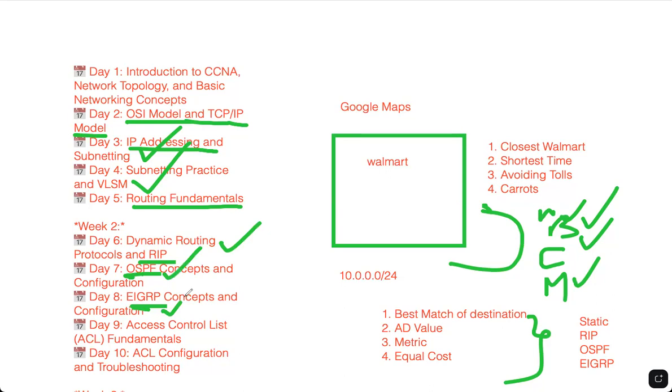And day 9 and day 10 is all about ACLs. ACLs are nothing but access control lists. So this is like controlling the communication between the networks. Meaning, let's take an example.